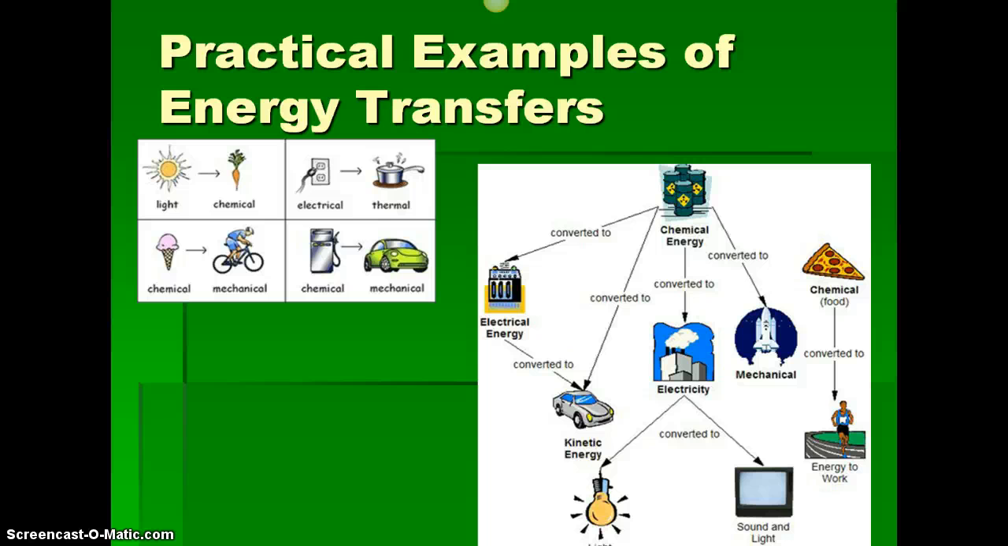If you take the example set up here, we have light that is turned into chemical energy through the process of photosynthesis. Here we have electrical energy turned into thermal energy to heat the substances inside of that container. We have the chemical energy of a food product being used by the person as mechanical energy. And then we have the chemical energy of the fuel being used as mechanical energy in the car. And you can see some examples over here as well.